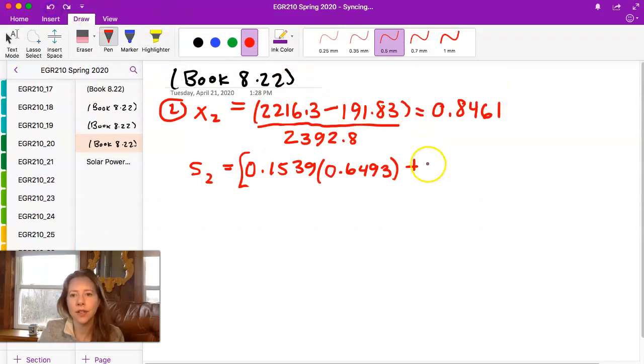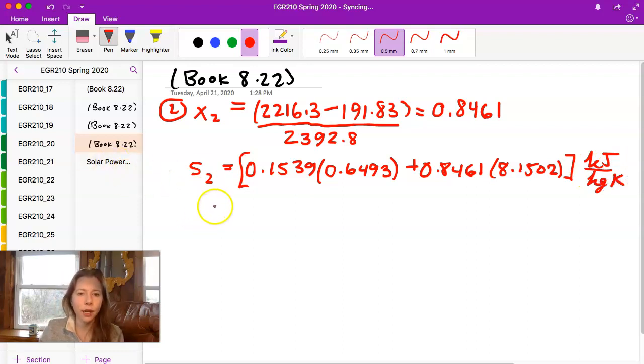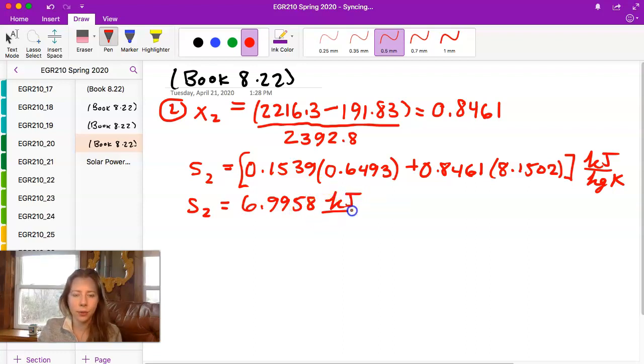Undo one more. Okay, so 0.8461 times the enthalpy, which is the entropy. It's so hard to say those. 1502. And this is kilojoules per kilogram Kelvin. And so this is going to give us S2 is equal to 6.9958 kilojoules per kilogram Kelvin.